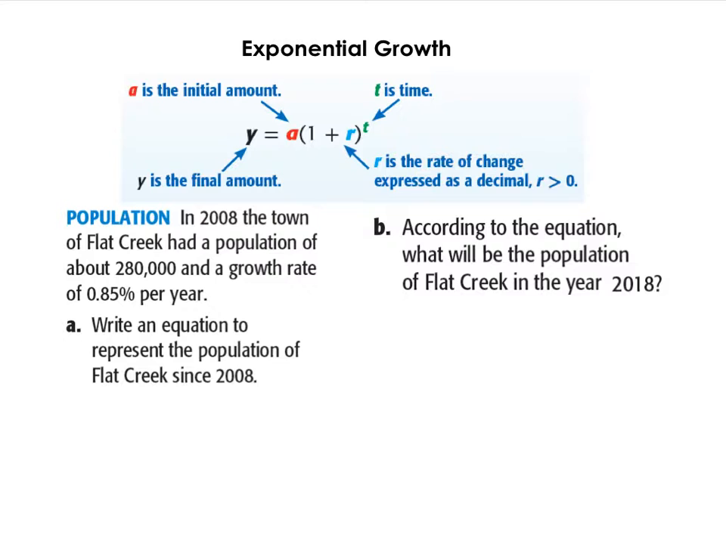So let's write down everything that we know. Well, we know A, the initial amount, is 280,000. I know that r, the rate here, is 0.85%, but we need to write that as a rate of change, which is expressed as a decimal. So I need to change this percentage to a decimal, which will be, I move the decimal over 2 places to the left, 0.0085.